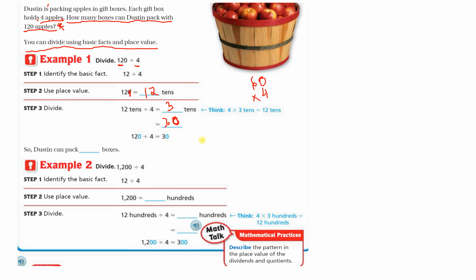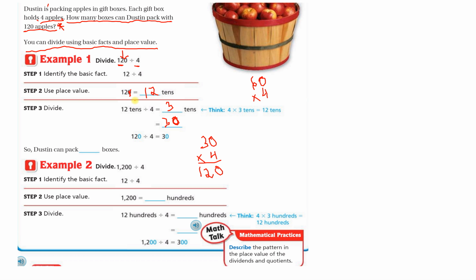And remember, you can always check your answer by doing the opposite. I can do 30 times 4, and there's my 3 times 4 basic math fact, that's 12. I add my 0, 120, it gets me back to my original dividend.